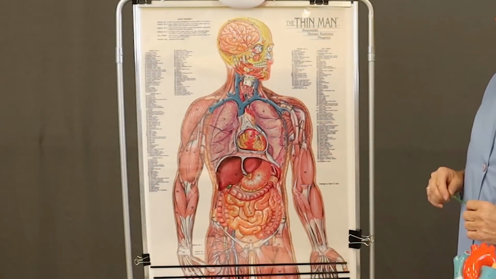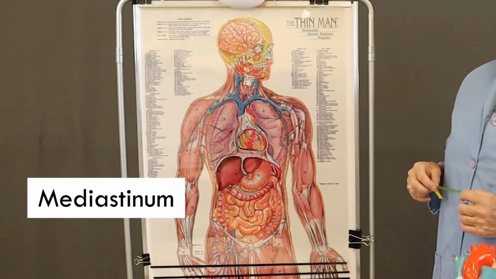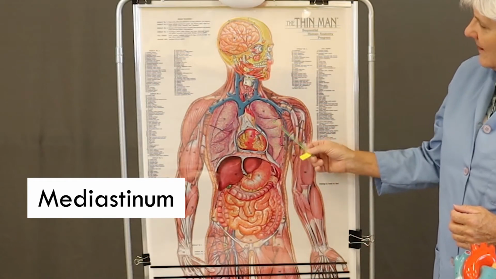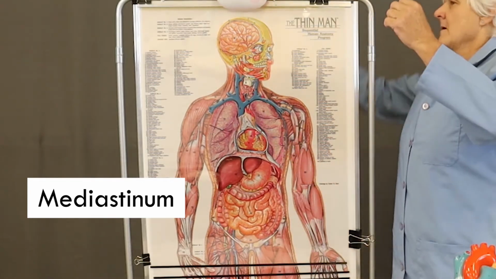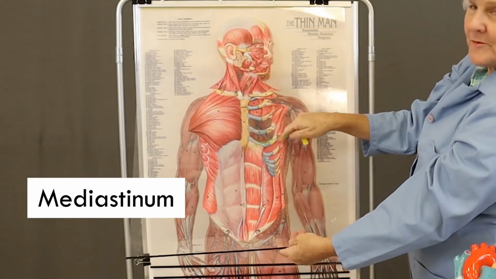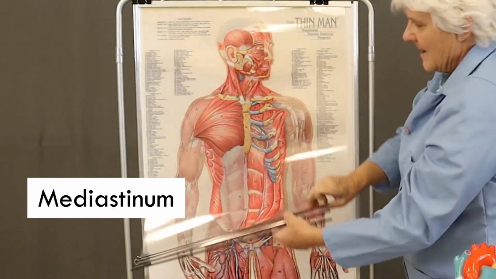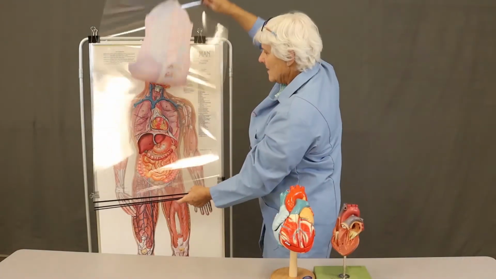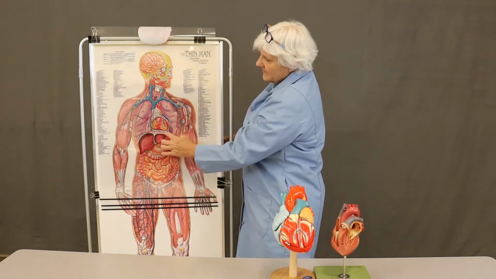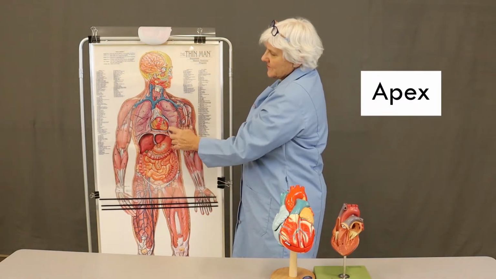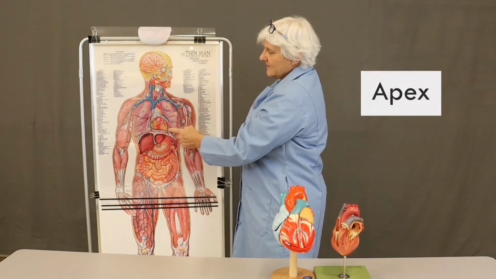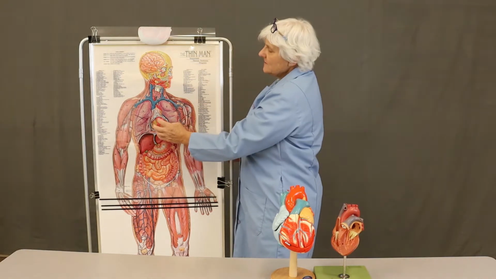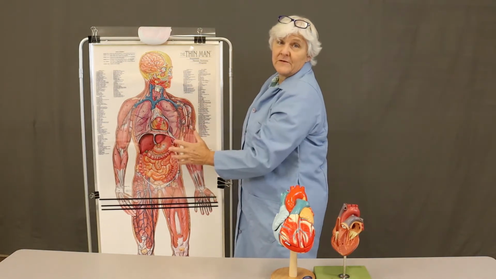The heart is a muscular pump which is located in the mediastinum. The mediastinum is a body region that is bordered by the lungs laterally, by the sternum anteriorly, and by the vertebral column posteriorly. The heart rests upon the diaphragm with its apex pointing towards the left. So this region here is the mediastinum, and it houses the heart and the great blood vessels of the thorax.